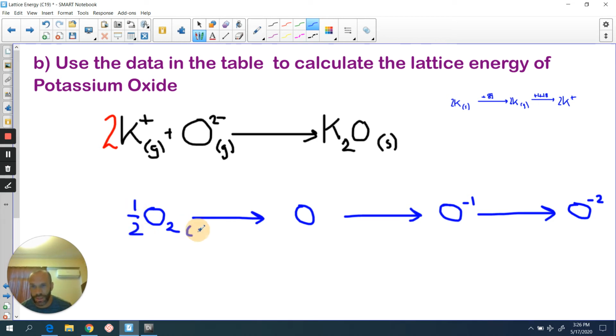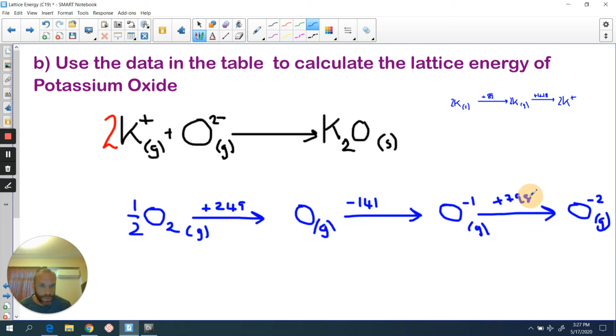Oxygen in its standard state is a gas. Yes, we want this as a gas. By definition, this should be gaseous, this should be gaseous as well, and this should be gaseous. And then we've been given the values for these energy changes. Looking at the book, this value was plus 249. And then the first electron affinity of oxygen is minus 141, in other words, the energy change on adding that electron. And then the second electron affinity is plus 798.